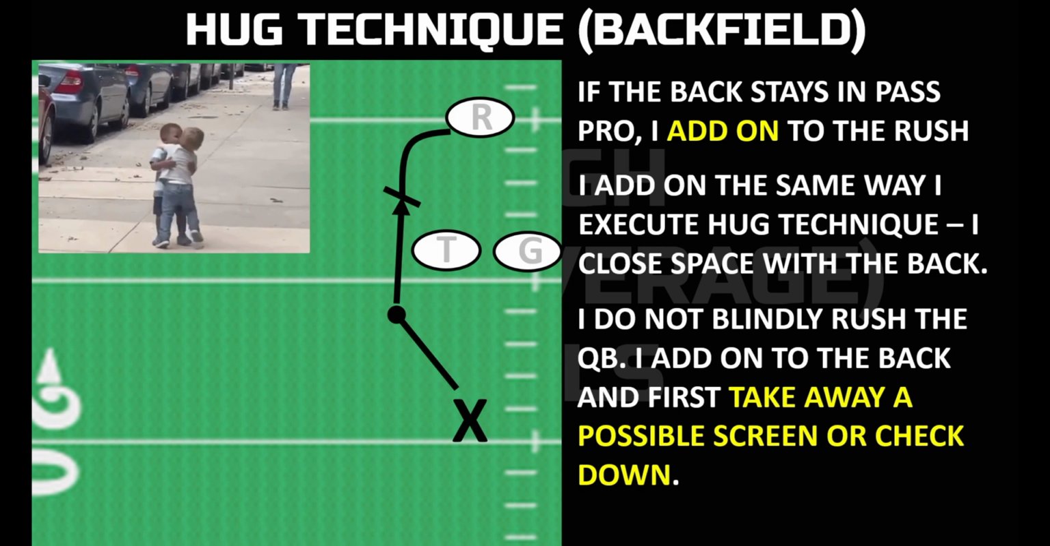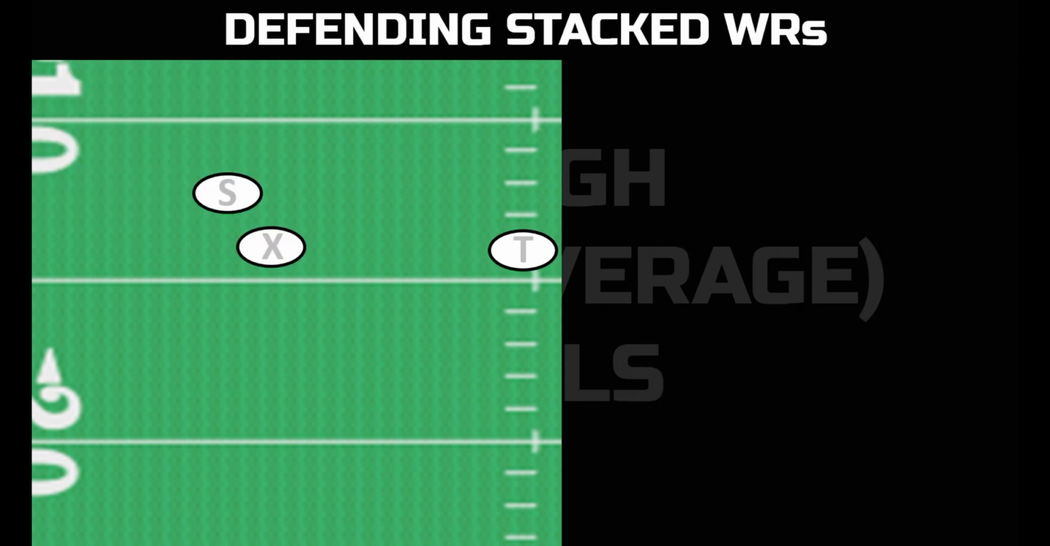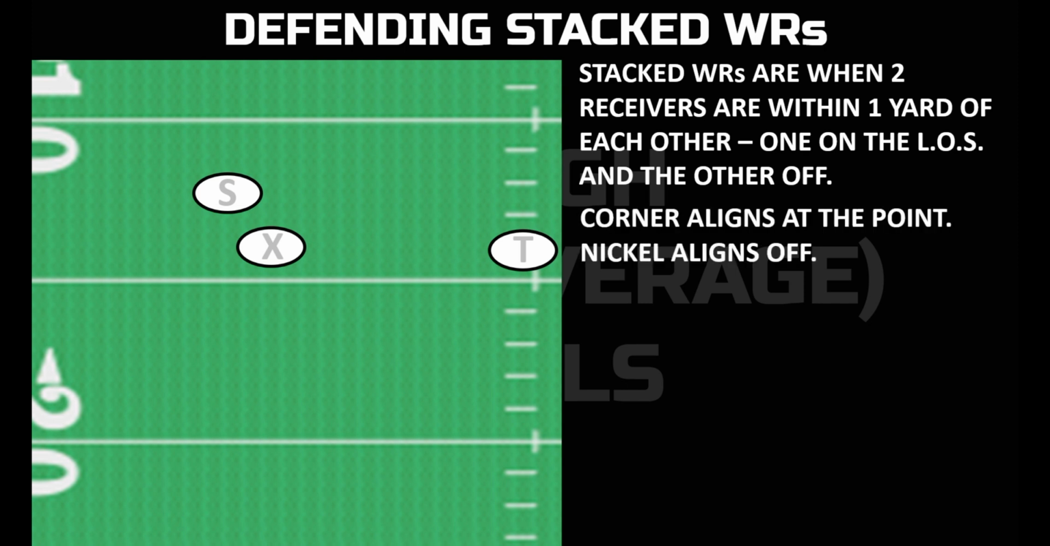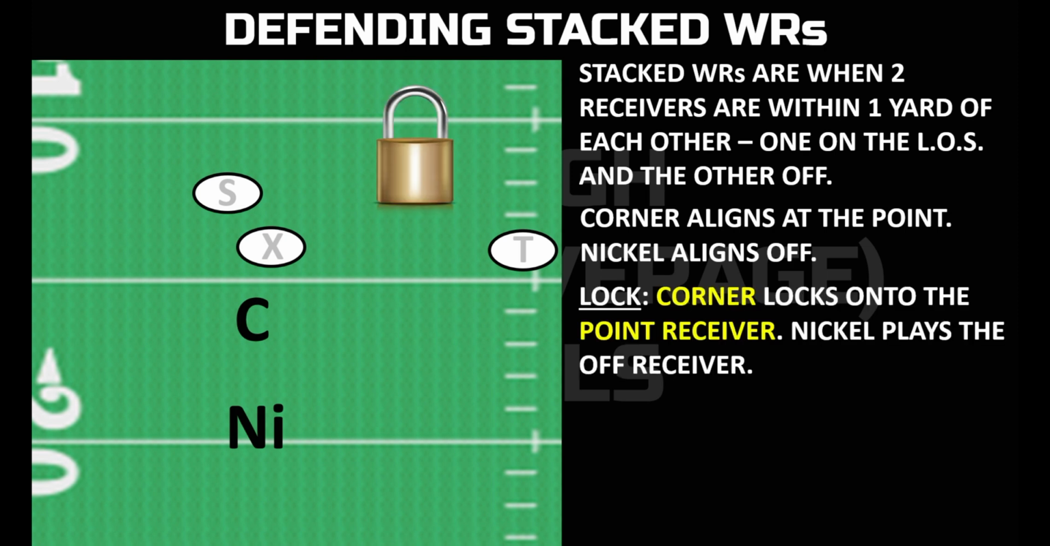That is adding on. Stacked receivers are when two receivers are within 1 yard of each other, one on the line of scrimmage and the other off. The corner aligns at the point, and the nickel aligns off. When we play lock, the corner locks onto the point receiver, and the nickel plays the off receiver.